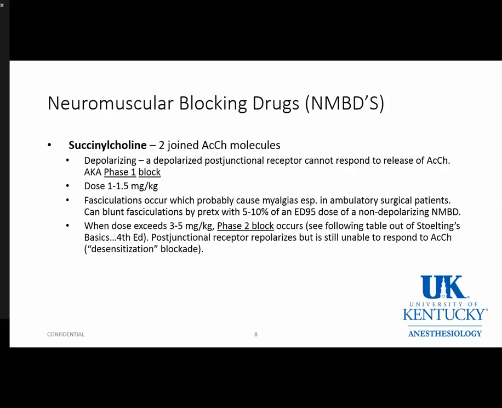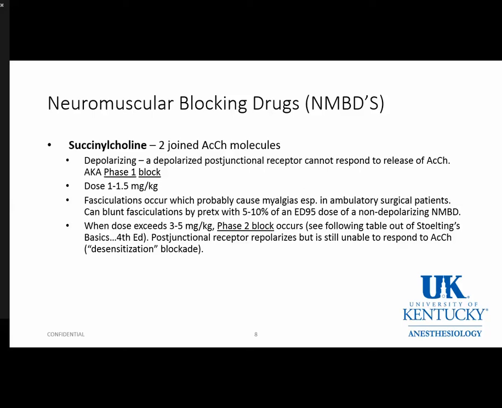So neuromuscular blocking drugs, and this is in particular reference to the depolarizing neuromuscular blocking drugs, of which I said succinylcholine is the only one that's clinically used. If you look at the structure of succinylcholine, it's two joined acetylcholine molecules. It causes a depolarizing block, so it binds to the receptor, causing a partial, if you will, depolarization of that muscle membrane, which then goes into a brief paralyzed state through its conformational change, which is termed a phase 1 block. The dose is listed there.